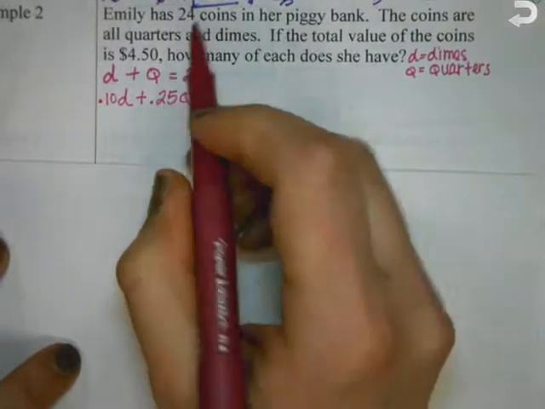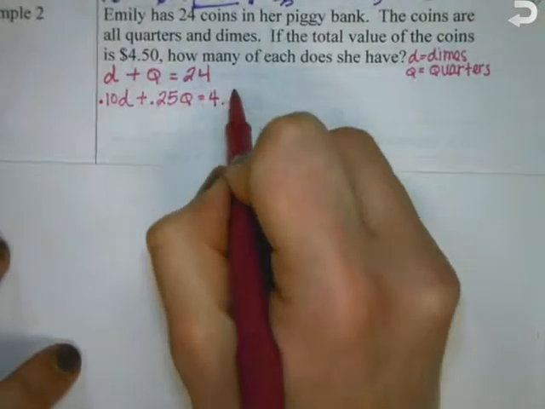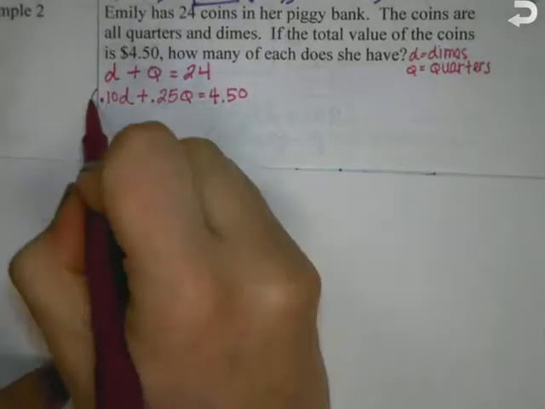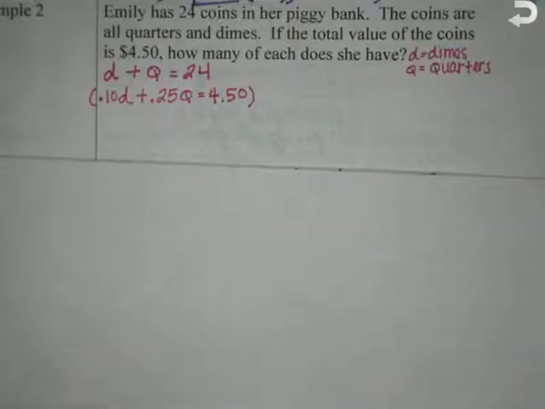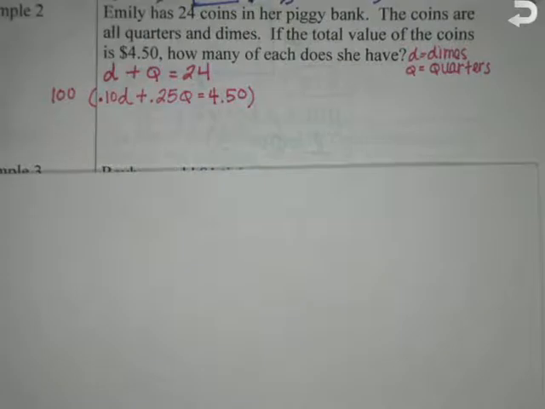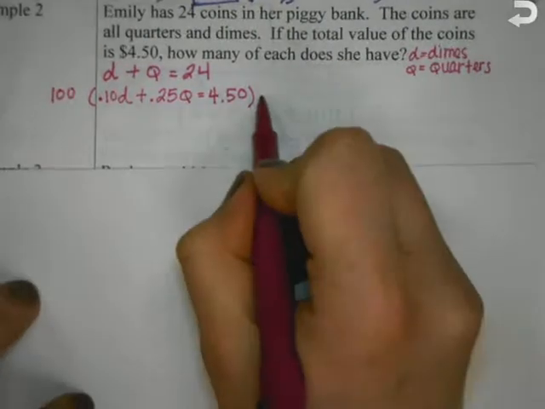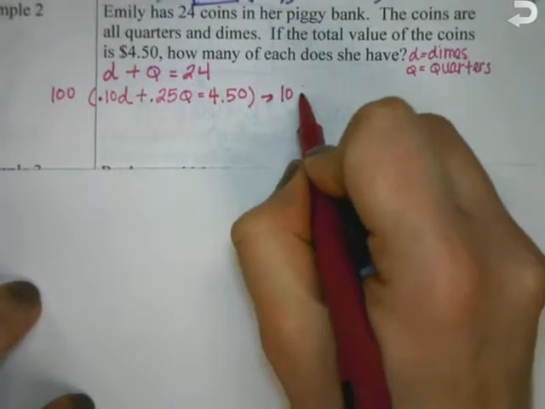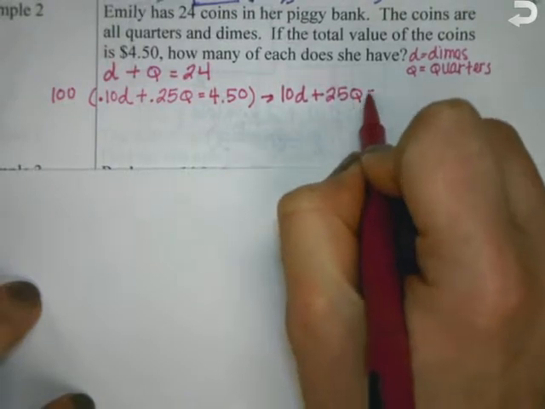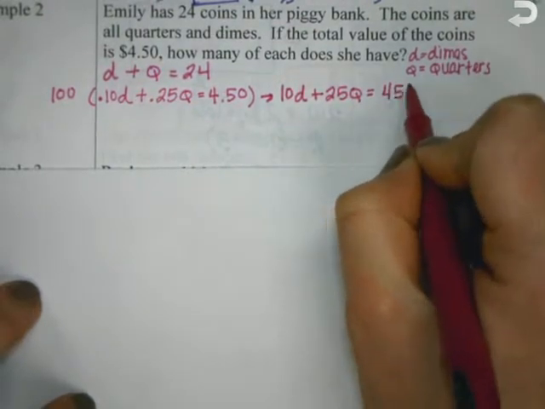4.50. Okay, there's decimals in here. I don't like decimals. What can I do to get rid of them? Move it over 2 spaces, which means I'm multiplying by 100 every time. So that gives me 10D plus 25Q equals 450. You can do this every time.